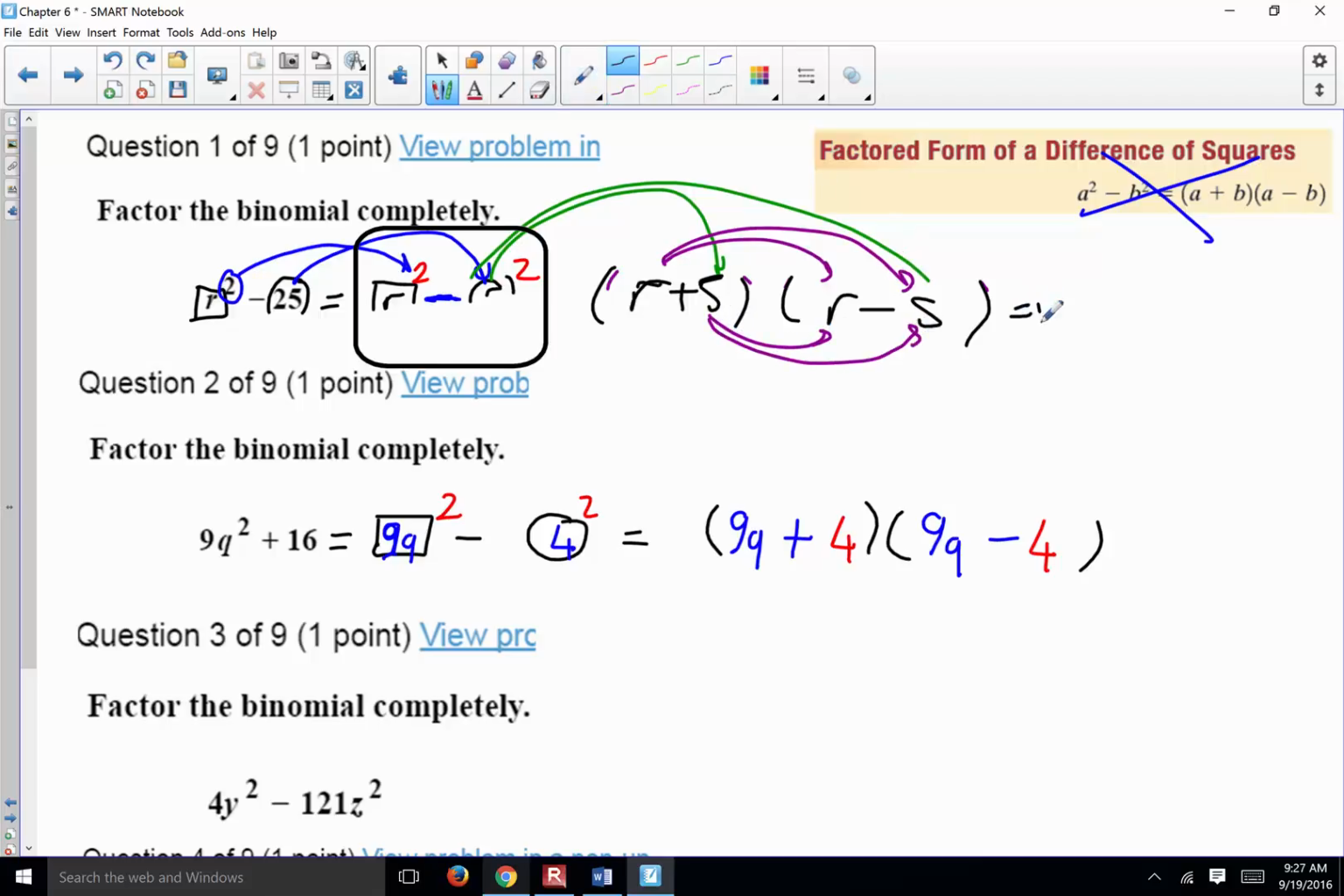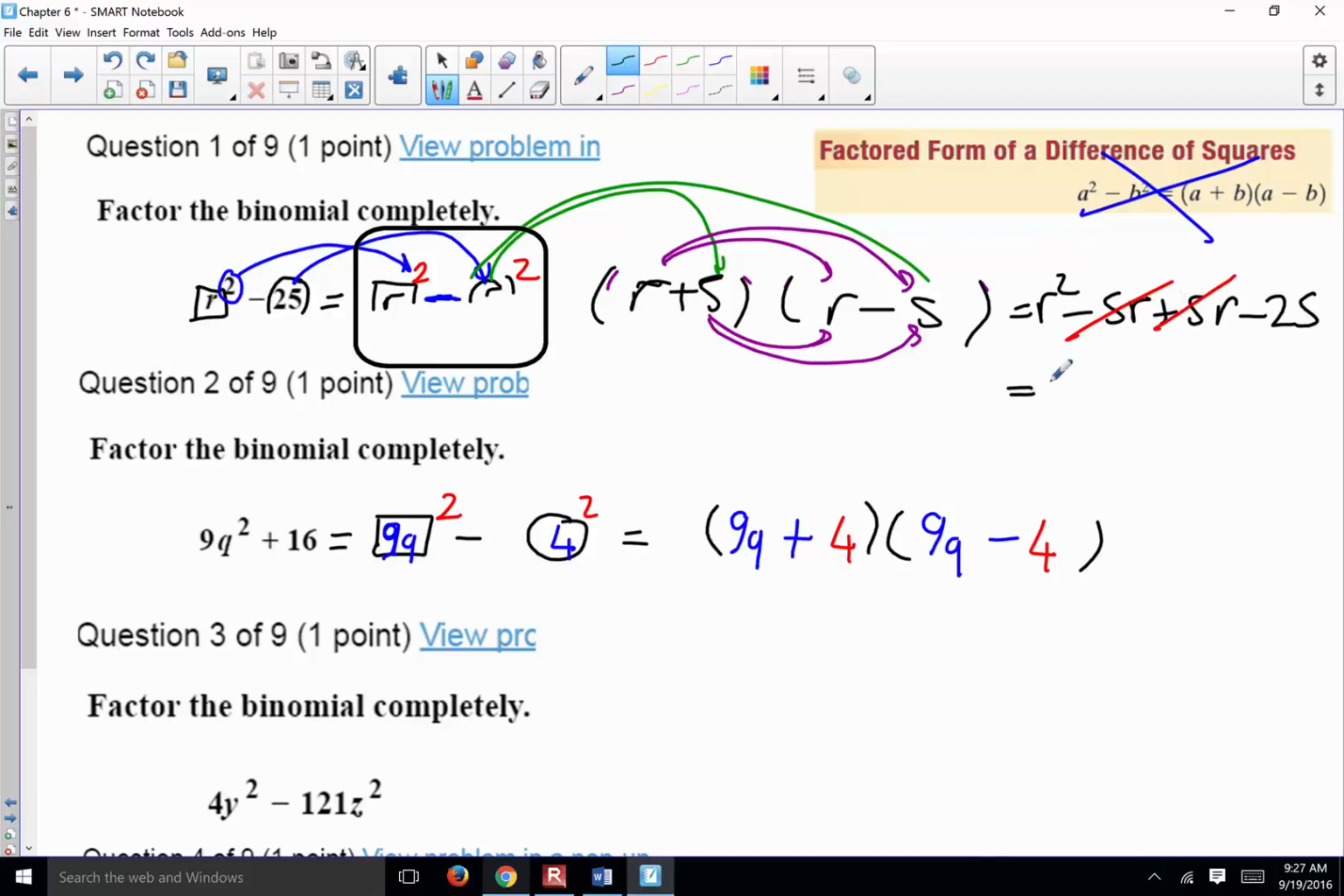What are the first terms? r squared. Outside, r times minus 5, minus 5r. Inside, 5 times r, 5r. And last, plus 5 and minus 5 makes minus 25. Oh, was this wrong either, right? No, 5r and minus 5r are opposite.